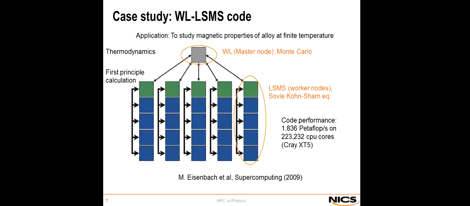Okay, now let me show you an example of a high performance code that is actually used on supercomputers. It's a code to study magnetic properties of metals or alloys at finite temperature. It has two components. We know that most of these ab initio codes just solve for the ground state of your material. For the ab initio part, it's called LSMS. Basically, it solves the Kohn-Sham equation, and it solves the electronic structure of your system.